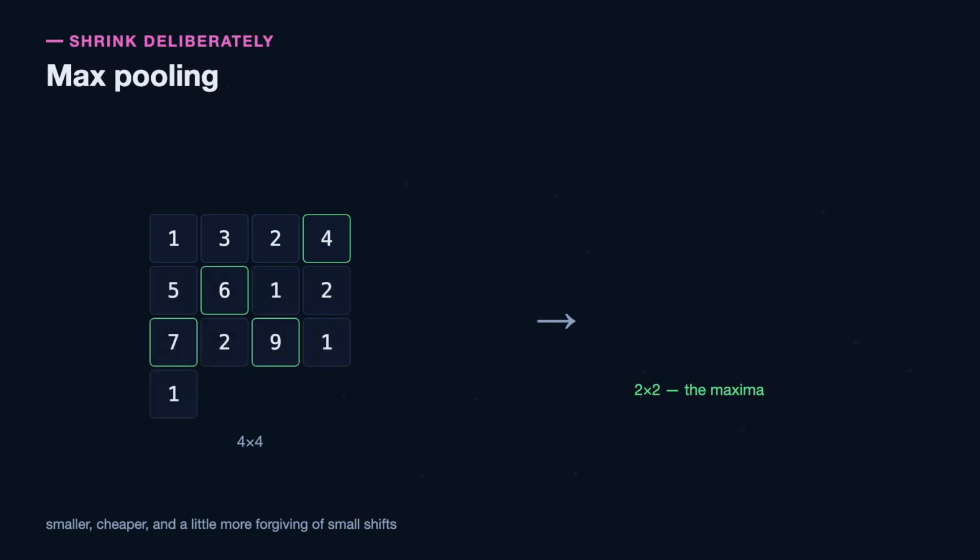Between convolutions, we often deliberately shrink the maps. This is pooling. Take each small region of the feature map and keep only its maximum value. The map gets smaller, cheaper, and a little more forgiving. A feature detected slightly shifted still survives. Pooling adds a touch more translation invariance.